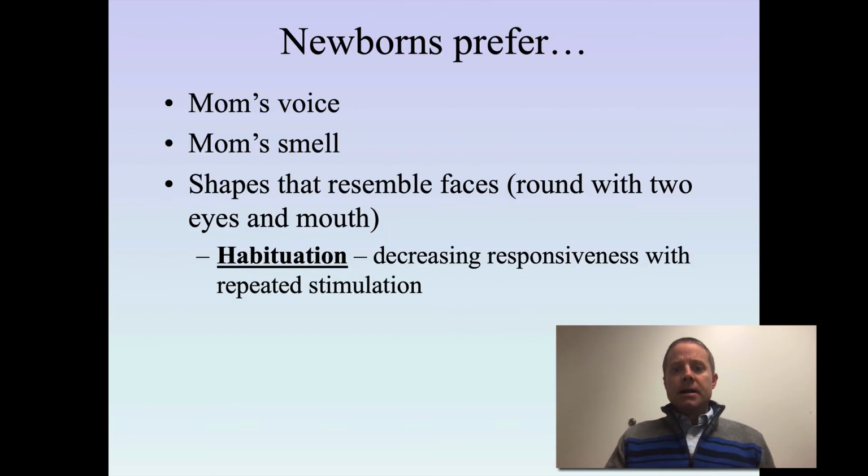Okay. Newborns, what do they prefer? Well, right away they have these reflexes. They also have certain preferences. Right away, babies prefer their mom's voice, and right away they prefer shapes that resemble human faces, like something with an oval that has two dots on it that are like eyes.